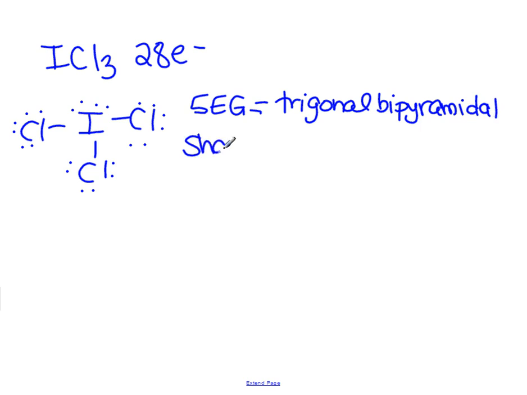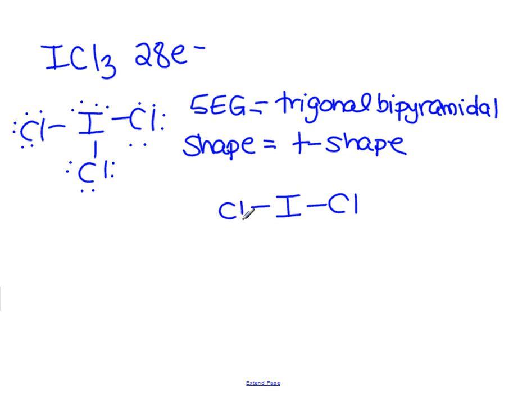The actual shape, again, determined by the bonds. 3 bonded pairs, 2 lone pairs, means we have a T shape. So if we want to look at this more accurately, even though I sketched it, it still looks like a T shape. I, Cl, Cl, Cl. Drawing this so it does look like the T shape with those 90-degree bond angles. And we've got those lone pairs on there.